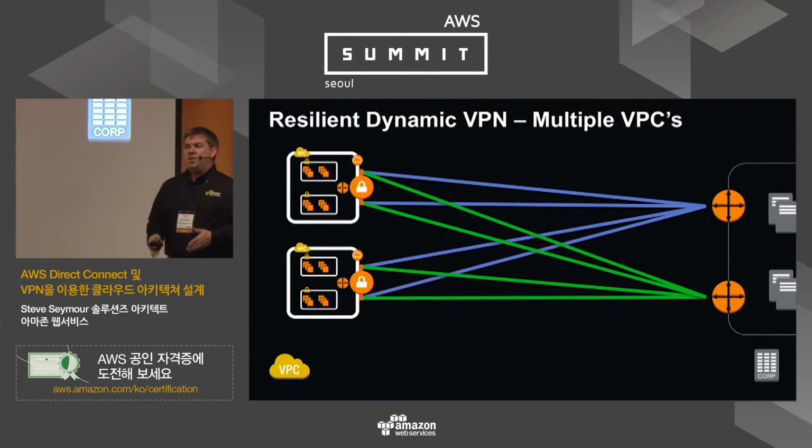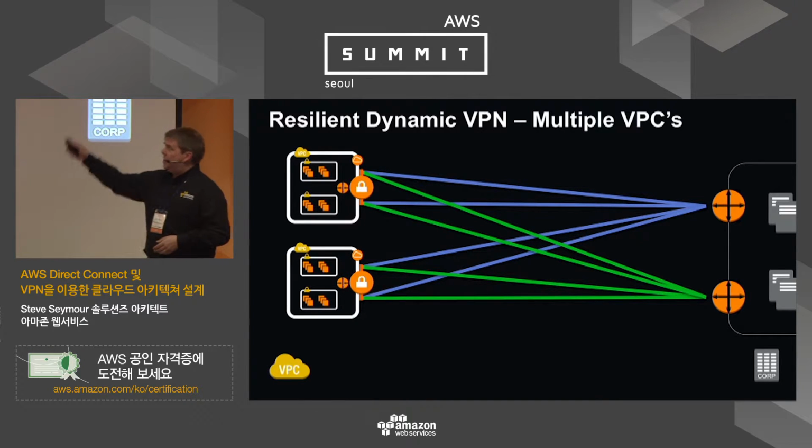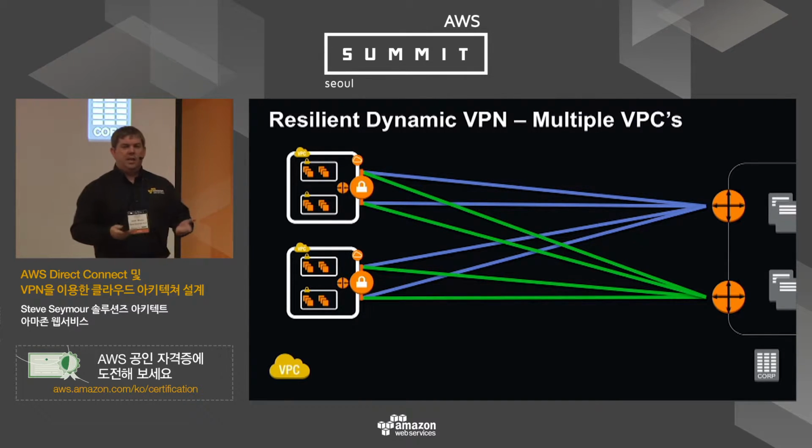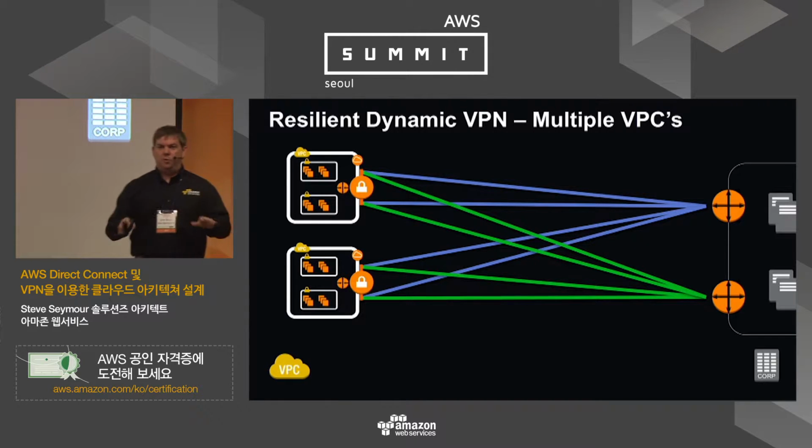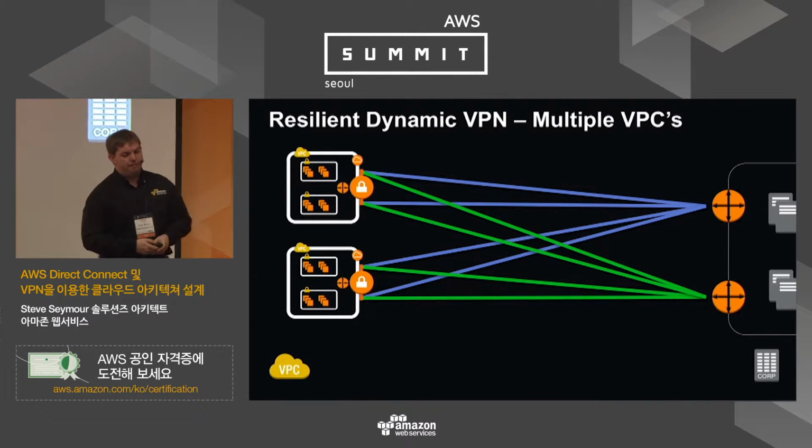The next stage to a resilient connection is what if you have multiple VPCs? So now on the left-hand side, we have 2 VPCs. Again, this is still quite simple. You just build a pair of VPN connections to each of your VPCs. So now you have a resilient connection to 2 VPCs at AWS.